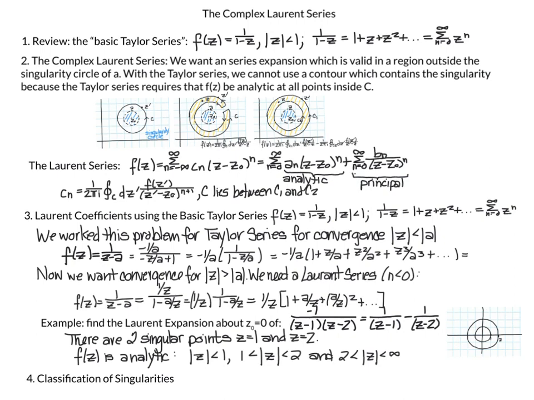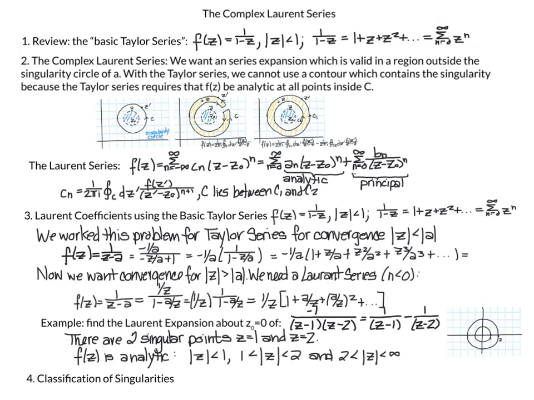To review what we've covered in this video, we covered the complex Laurent series. We started by reviewing the basic Taylor series formula for this particular function, f of z equals 1 over 1 minus z, and we found that that is equal to the summation of z to the n, and this is the formula that we want to memorize.